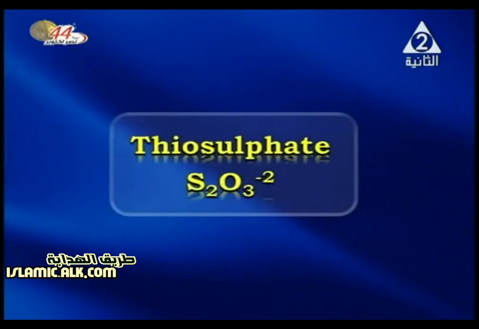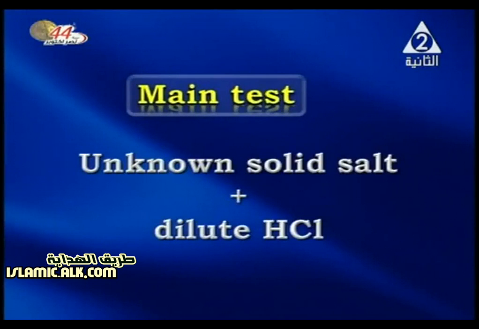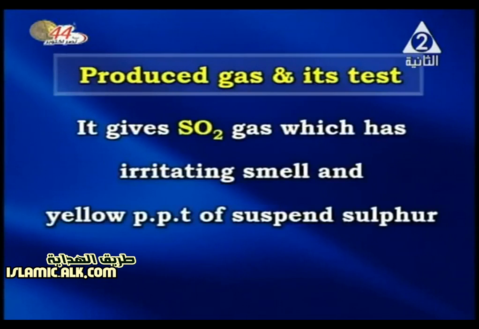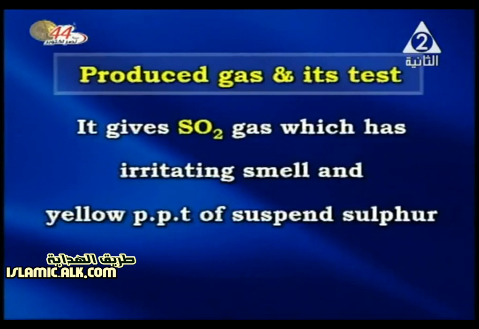The next anion, my dear student, which is the thiosulfate radical, has the chemical symbol as shown on the screen, S2O3 2-. The main test for it is the unknown solid salt plus dilute hydrochloric acid. As shown on the screen, the produced gas and its test: it gives sulfur dioxide gas, which has an irritating smell, and also a yellow precipitate of suspended sulfur is formed.